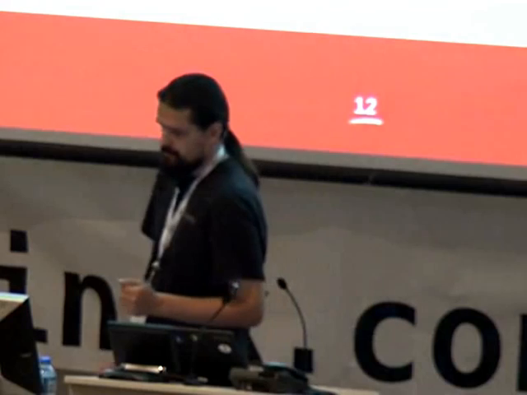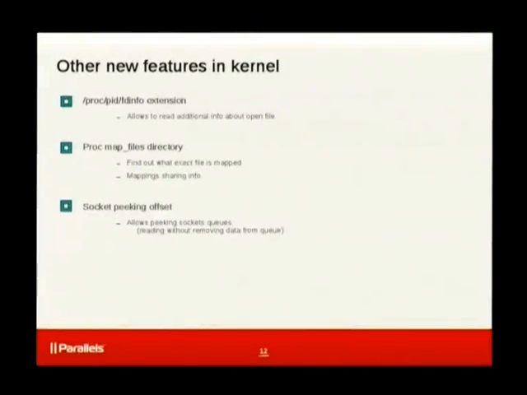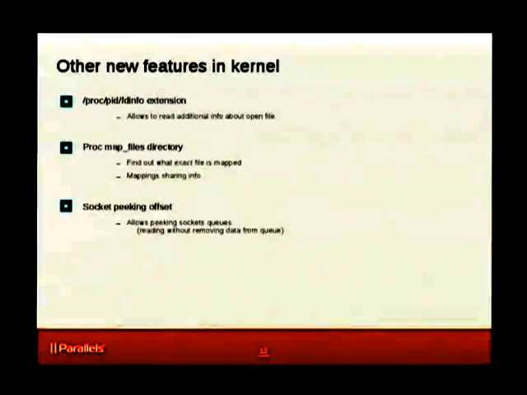Yet another feature in the networking subsystem is the socket peeking offset. Right now, with the recvmsg system call, you can peek at a message from a queue without removing it from there, but this peeking is performed on the very first message in the queue. If you have, for example, UDP sockets with more than 2 packets, you cannot peek at the second or the third packet. So what we did is introduce a socket option which allows you to say which message to peek.